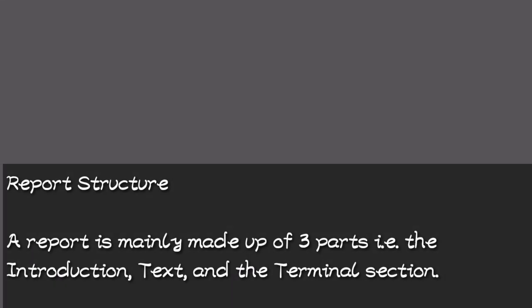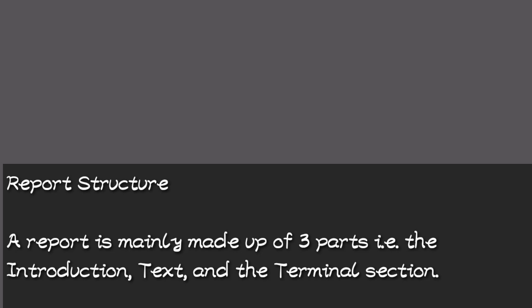Let's look at the report structure: how a report is supposed to look, or the formatting of a report. A report is mainly made up of three parts: the introduction, the text, and then the terminal section. But before the introduction is the heading, as with any other business document.